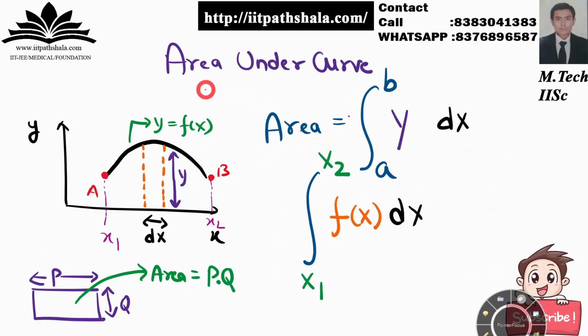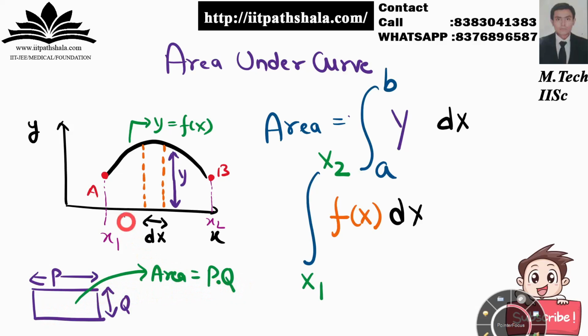Now let us talk about area under the curve. So how are you going to find the area under the curve? First, let us take the analogy of a rectangle. So this is my rectangle. The length is P, the width is Q, the area is P into Q, P multiplied by Q, length multiplied by width.